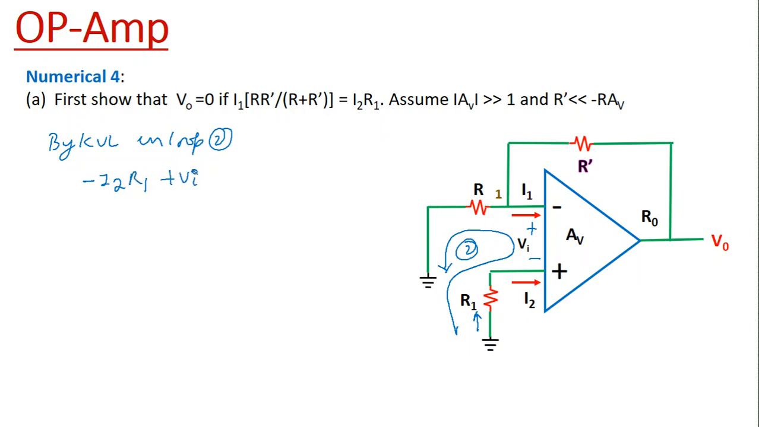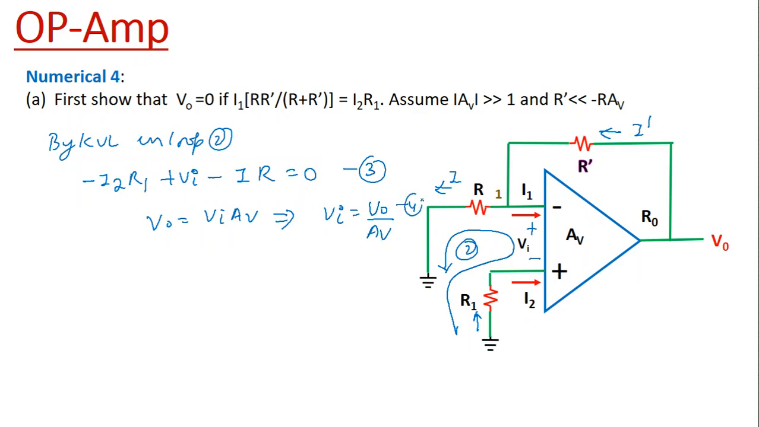plus VI, since it ends at plus sign, so plus VI, minus, here the current is I, here the current is I dash. So we get minus I into R is equal to 0. This is our equation number 3. Now we know that output voltage is equal to input differential voltage into voltage gain. So from this we get VI is equal to VO upon AV. This is our equation number 4.